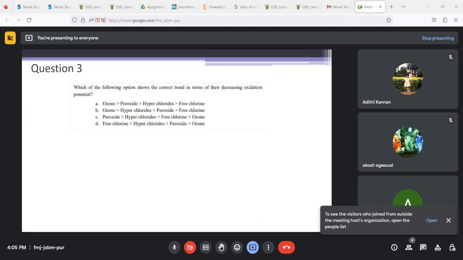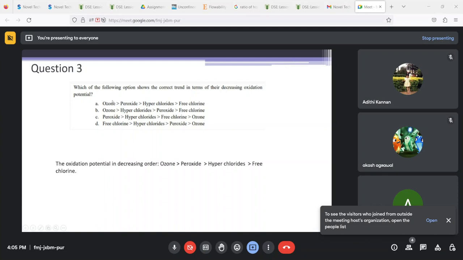So moving to question 3. Which of the following options shows the correct trend in terms of the decreasing oxidation potential? So you have 4 different molecules that you are looking at: ozone, peroxides, hyperchlorides, and free chlorines. Yeah, so the answer is option A. Ozone has the most oxidation potential, which is why it is often preferred now to use ozone to decrease any sort of infestation or so. So ozone followed by peroxides, hyperchlorides, and free chlorine.